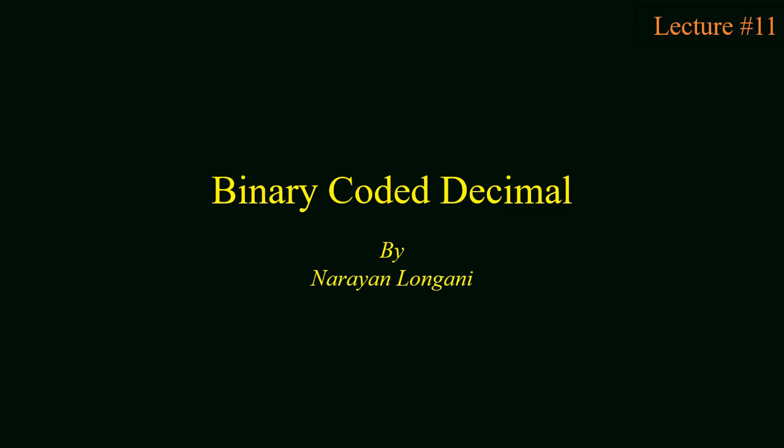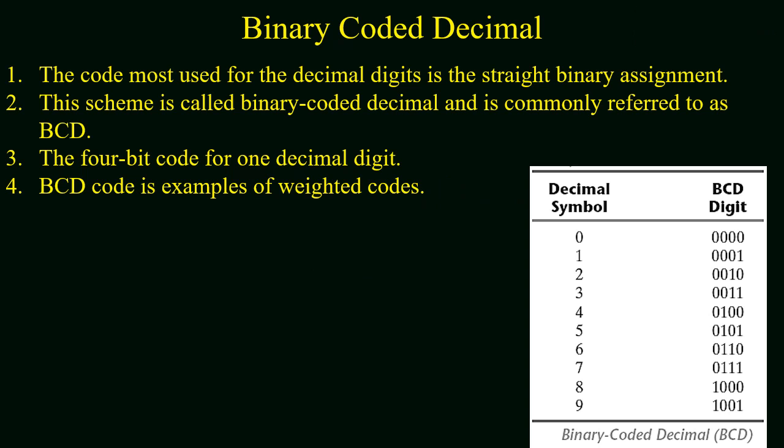And now we will study binary coded decimal. The binary coded decimal technique is a coding technique which is used for decimal digits and is based on straight binary assignment. The binary coded decimal is also known as BCD. In this method, a 4-bit code is used for representing a single decimal digit.